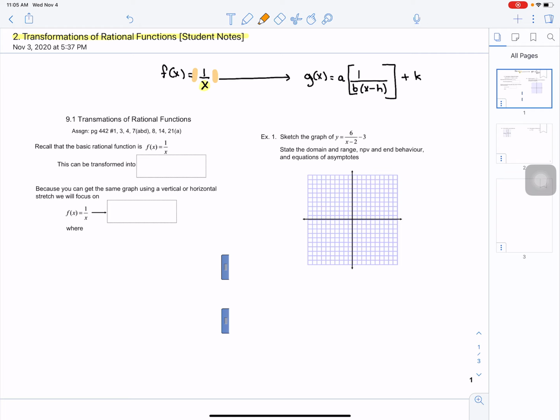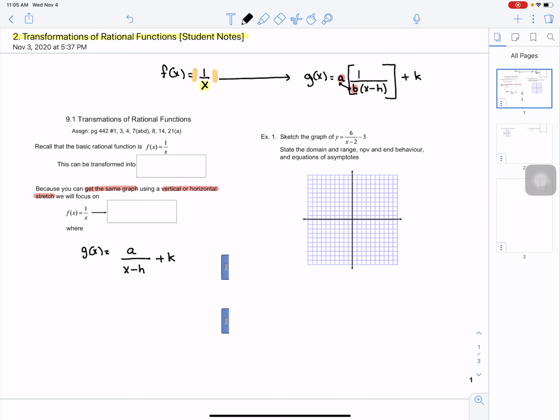But in this case, because my b variable and my a variable can sort of be combined, and we can get the same graph using a vertical or horizontal stretch, we are going to focus on our transformed function being g of x equals a over x minus h plus k. And we're going to eat up the horizontal stretch by combining it with the vertical stretch. So we combine all of the stuff in red together and treat it as a vertical stretch and a vertical reflection.